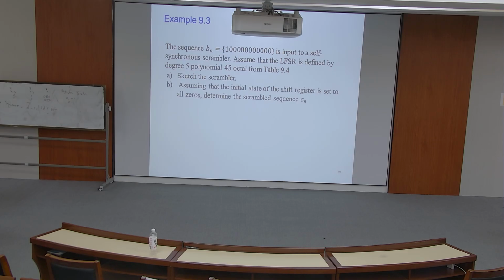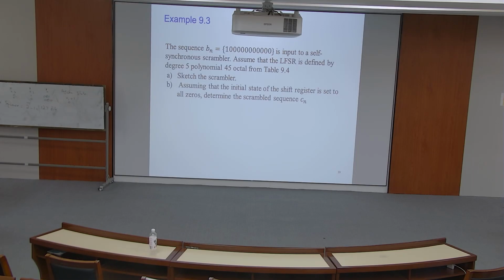Example: a sequence G of n is given as this. It is input to a self-synchronous scrambler. Assume that the LFSR is defined by the degree 5 polynomial, 45 octal, from Table 9.4. Sketch the scrambler. Assume that the initial state of the shift register is set to all zeros. Determine the scrambled sequence.